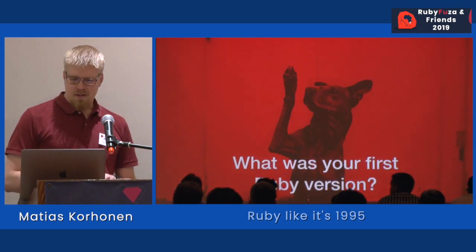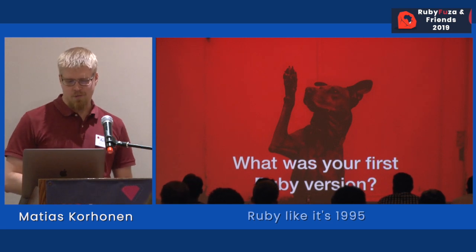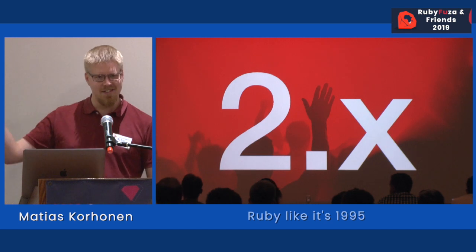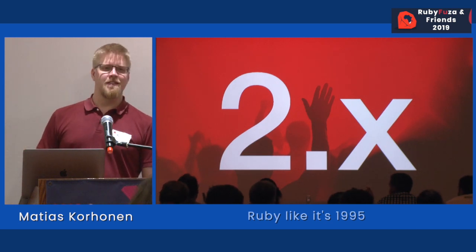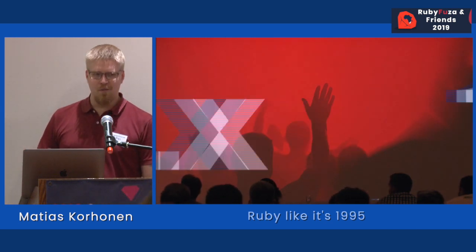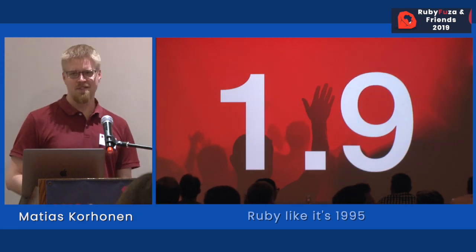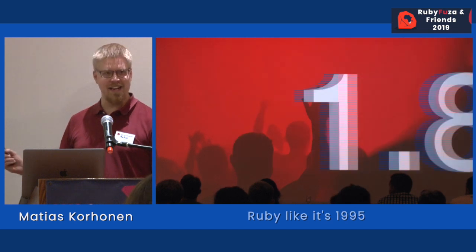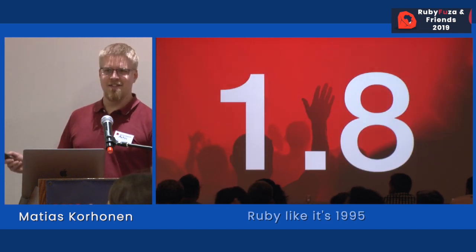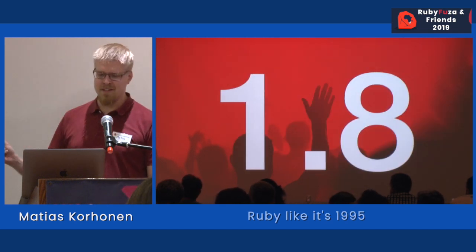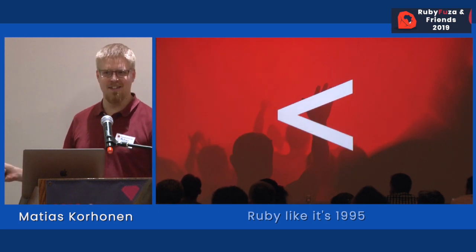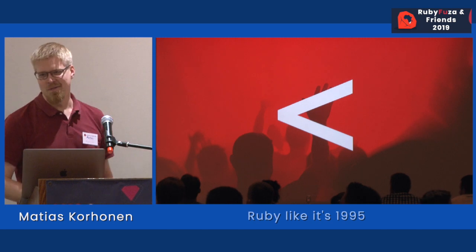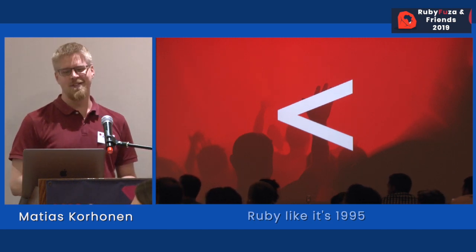So, let's have a little show of hands. What was the first version of Ruby you ever used? 2.x? For a few people. 1.9? Fewer than I thought there would be. 1.8? All right, about even still. Below 1.8? One person. What version was it? 1.7.2.